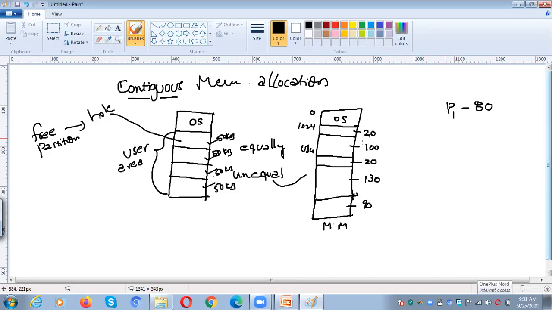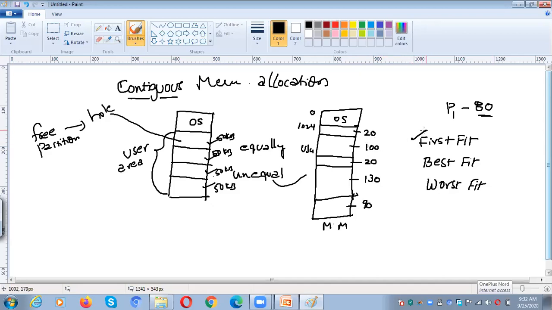So where do we need to keep P1? That is the question. For that, we have three types of techniques: first fit, the next one is best fit, and the third one is worst fit. Observe here, if you want to keep your 80 KB process into the memory, the first partition is not at all sufficient. Why? Because it is 20 KB in size. Coming to the next one, 100, it is sufficient to keep the 80.